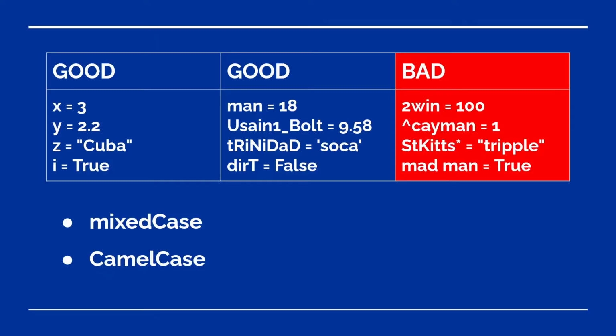Let's look at some good and bad examples of variable names. Personally, when naming variables, I avoid underscores. Try to be simple and descriptive and use mixed case, where the first word is lowercase but subsequent words are capitalized, or camel case, where every word is capitalized.